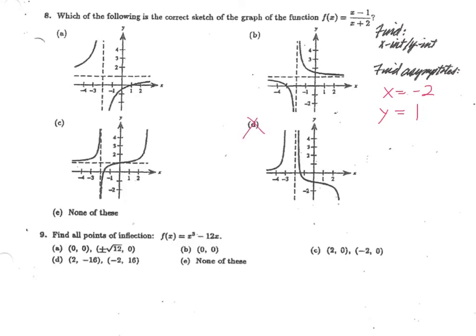Another thing that we can check are x and y intercepts. To find our x-intercept, it's whatever number makes the numerator go to 0. So our x-intercept would be 1. And to find the y-intercept, we plug in 0 for x. So our y-intercept would be negative 1/2. So it looks like A matches up with our x and y-intercepts.